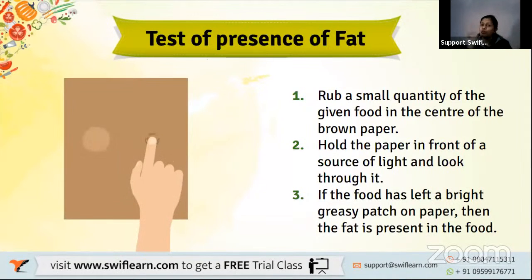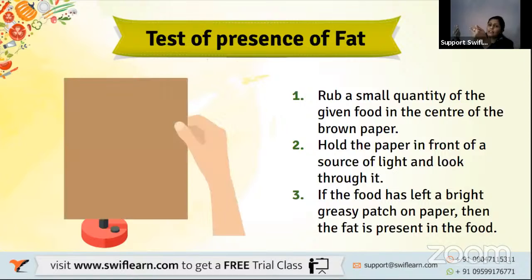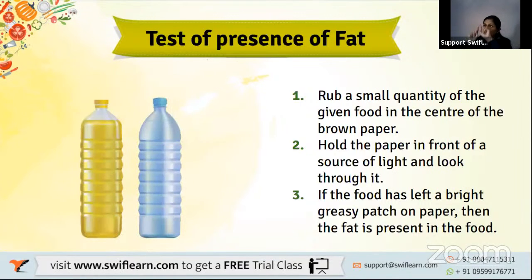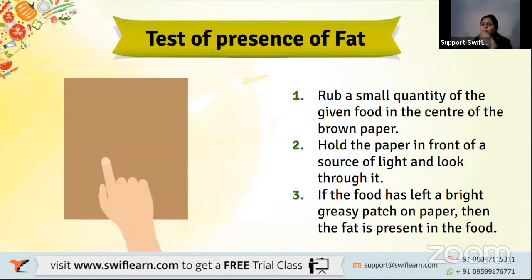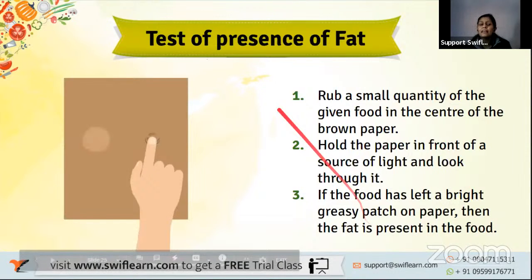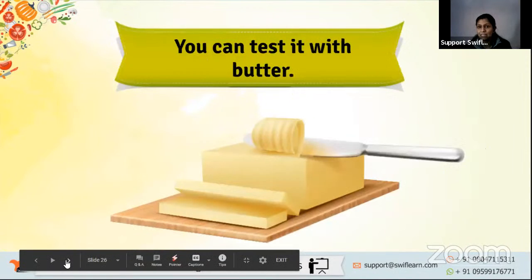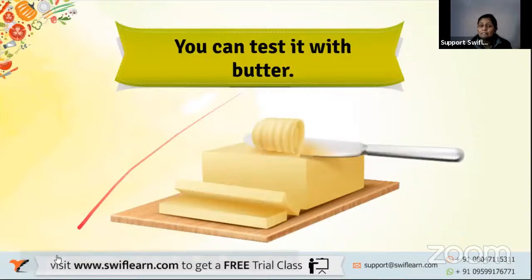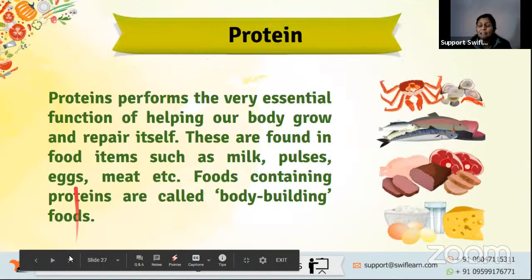That is, when you rub it and then see it against a good source of light, you are able to see a greasy patch which you cannot see through, because it is not transparent, it is translucent. So what will it tell you? That it is having a good source of fat present in it. You can test it with butter also, the same thing that we have just discussed.